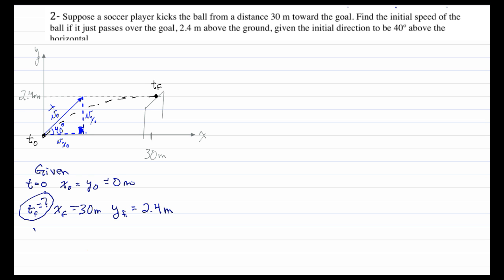We also know we have acceleration. Our acceleration is only in the y direction, because this is a projectile motion problem, and it's negative 9.81 meters per second squared. So what do we want? We want v x naught and v y naught, our initial speeds in the x and y direction.